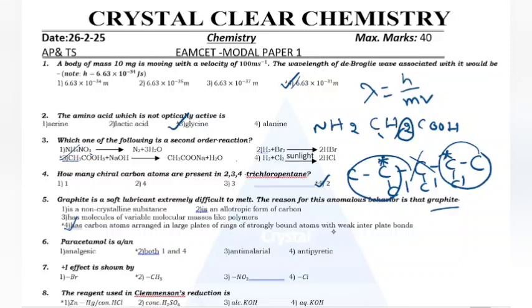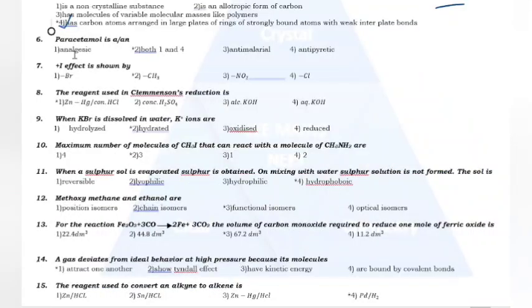Next one. Paracetamol is an analgesic which relieves pain, which decreases the pain, and it is also an antipyretic which decreases the body's temperature, right? So we can say it is both analgesic and antipyretic. The answer will be the second one.